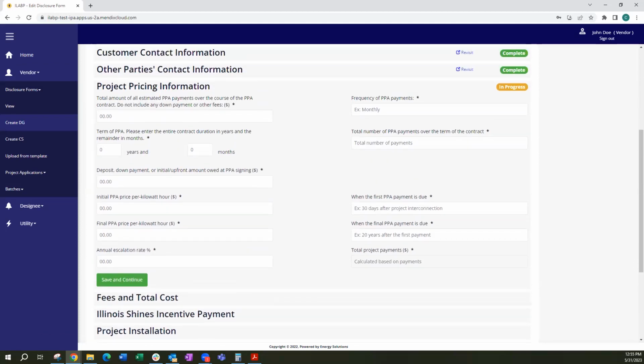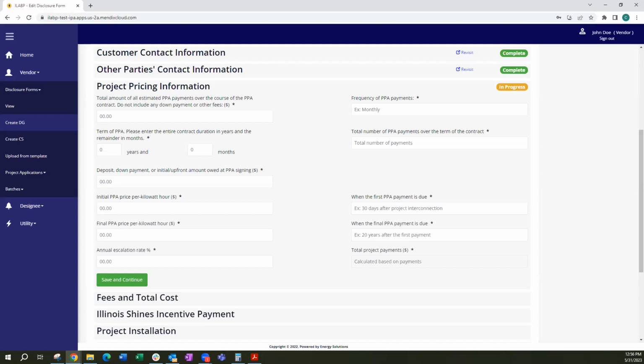Section 3, Project Pricing Information. This section of the disclosure form asks for details of the project pricing and payments. At this point, you should provide information about the payments owed for the project and when those payments are due. This includes any down payment, the total amount of all estimated PPA payments over the course of the contract, the frequency of PPA payments, the term of the PPA, including both years and months, and the total number of PPA payments required over the term of the contract.